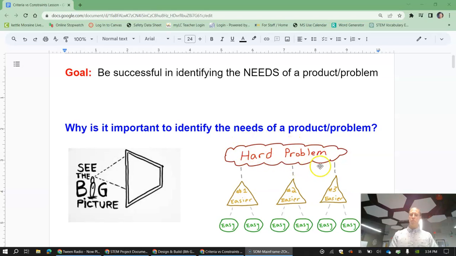And it takes our problem, which most of the time when we're designing a product or have to solve a problem, is a big idea or a big thing that can be broken up into smaller parts. So by identifying the needs, we can break that big problem up into smaller chunks, and some of those smaller chunks can even be broken up into even smaller chunks, which makes the project much more reasonable to solve.